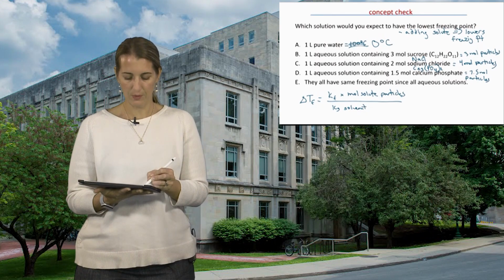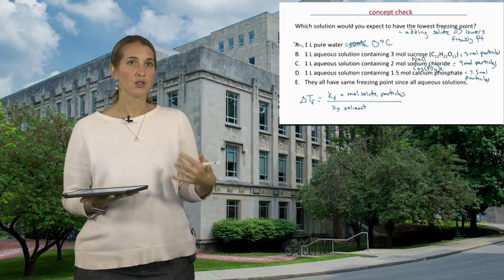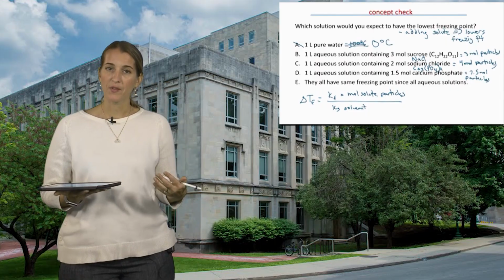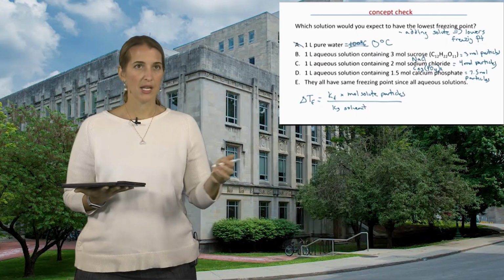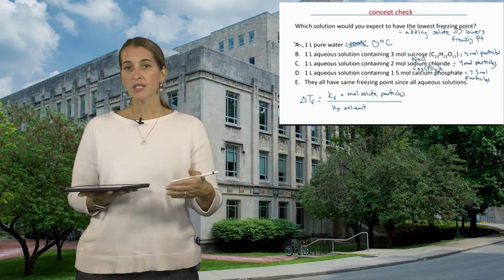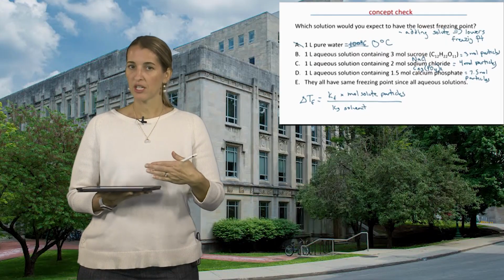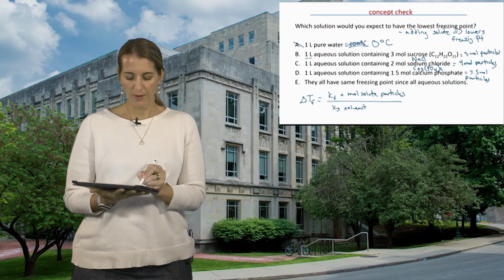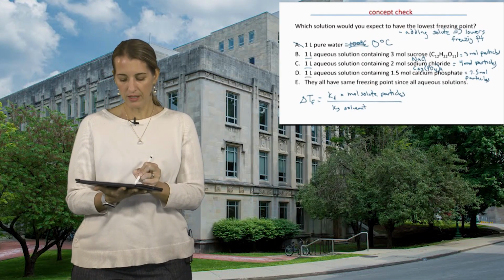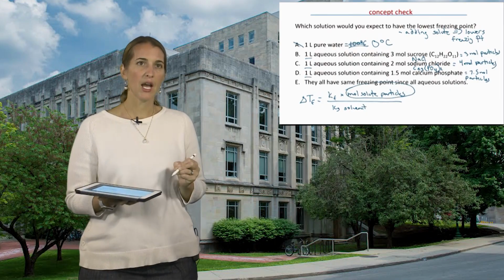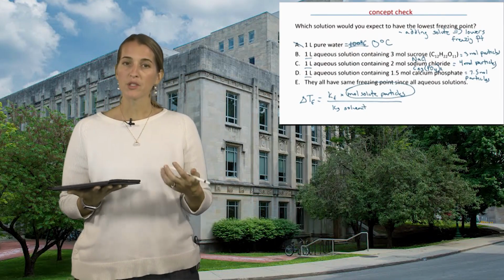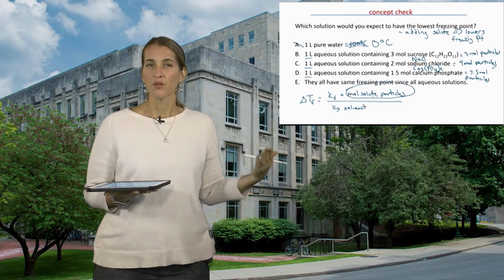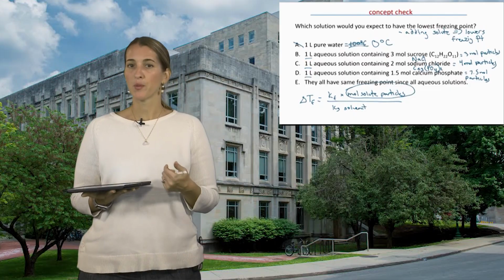So we know it's not going to be this one, because all the other ones now have something added to the water, so they would all be lower. Now, how much lower they go will depend on a couple factors. Okay, there's a constant, and that's going to be the same for all these cases since they're all water. The moles of solute particles, that is changing in all of these remaining three. The kilograms of solvent, since they're all the same volume, that's going to be the same. So the only thing that's going to matter here is how many moles of solute particles. The more moles of solute particles you have, the greater the change in temperature freezing, which would mean the lowest freezing point would be the one that has the greatest number of moles of solute particles.